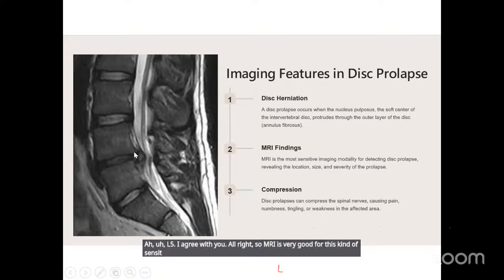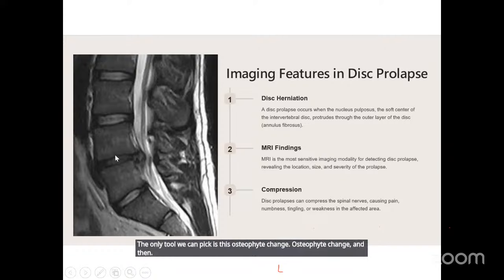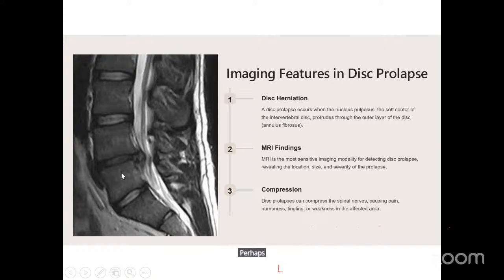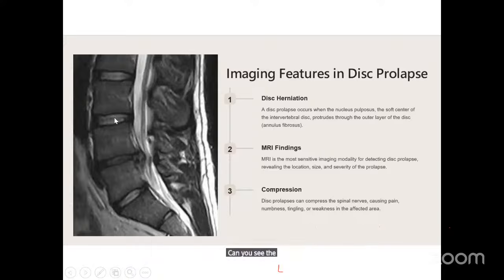Don't be surprised, we'll do X-ray for you. The only thing we can pick is this osteophyte change, and then perhaps narrowing of the joint space. But look at it, MRI is beginning to tell us even about the disc spaces. Look at the characteristics. Can you see the intervertebral discs between this and this? They are different from this. What is the difference? That one is a bit darker. This one is significantly dark. There is no signal intensity here.